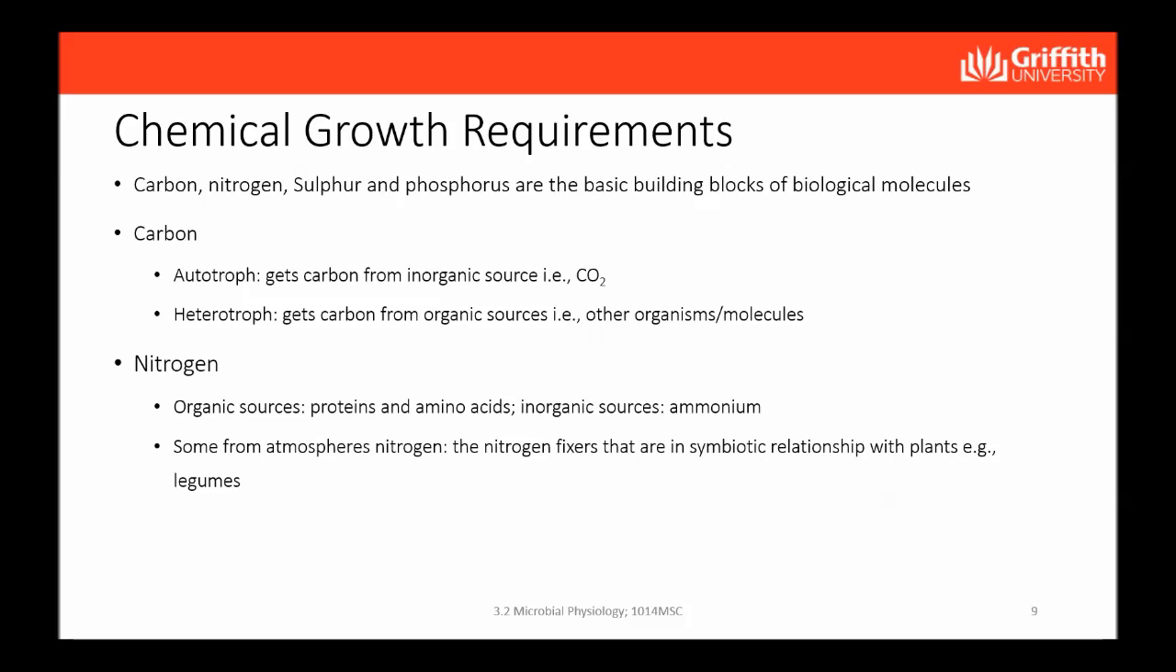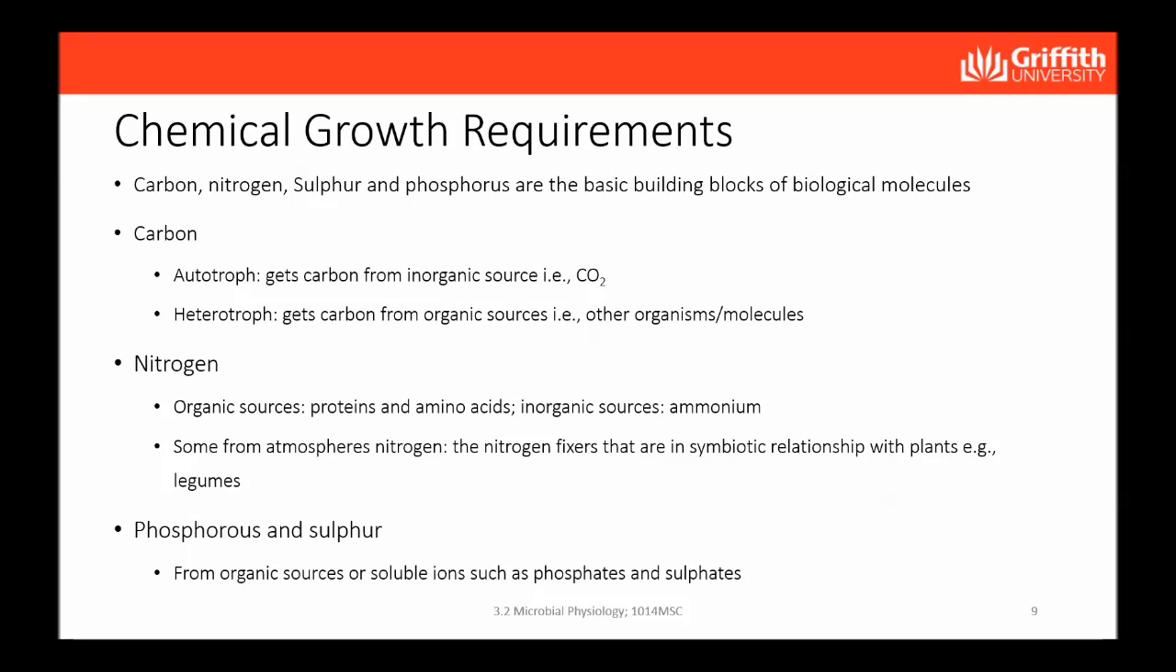Most of the nitrogen comes from organic matter, such as proteins. However, inorganic sources of nitrogen can be ammonium ions, which is usually found in soil. Some bacteria, called nitrogen fixers, are in a symbiotic relationship with plants such as legumes. These bacteria fix atmospheric nitrogen and make ammonia from it. Sulfur and phosphorus are obtained from organic sources or soluble ions, such as phosphates and sulfates.